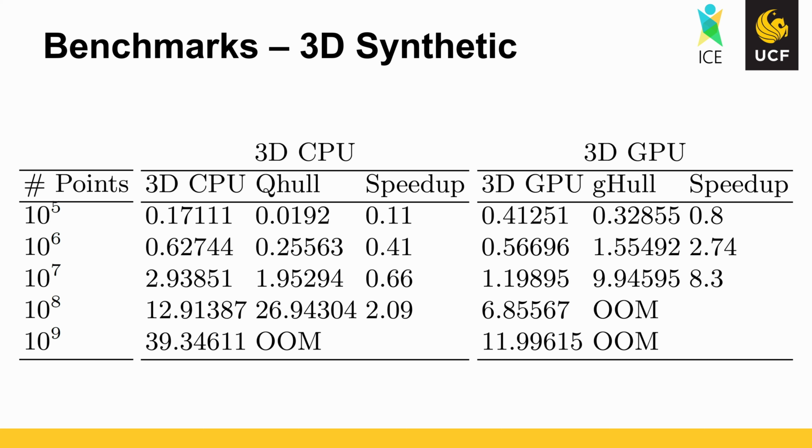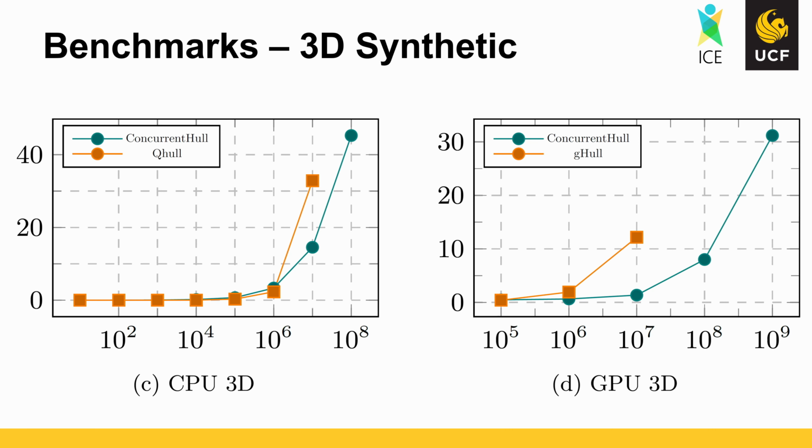Again, for a smaller number of points, ConcurrentHull is not faster than the other algorithms, but for large datasets, for example for 100 million points, ConcurrentHull is faster than the other algorithms. As you can see, for 100 million points, ConcurrentHull is on average 2 times faster than the QHull algorithm, and for 10 million points, ConcurrentHull is on average 8.3 times faster than ghull. We also had the out-of-memory issue with ghull and qhull, but ConcurrentHull could solve the problem for 1 billion and 100 million points. This plot shows the performance of benchmarks.